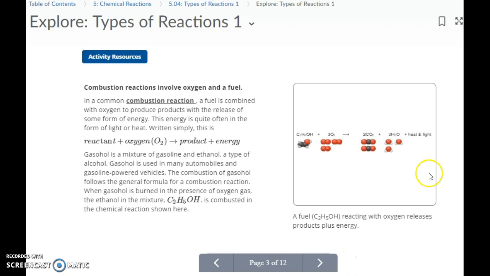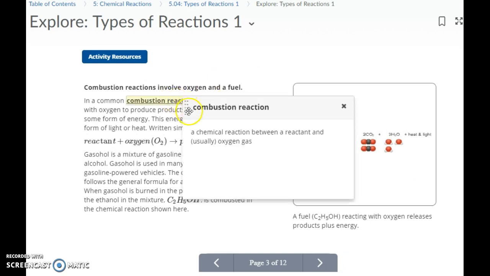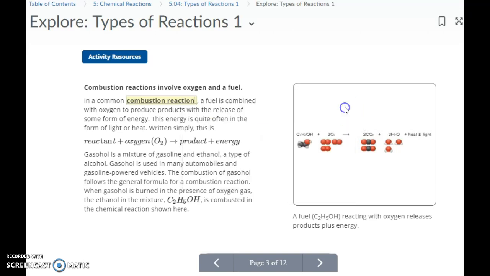Combustion reactions involve oxygen and fuel. All right, so let's get this in your notes. Combustion reaction equals a chemical reaction between a reactant and usually oxygen gas. So hit pause if you need to write that down. I want you to add more, though. That's not enough. I don't like that that's all they put for it. I also want you to add energy is a product, and then write down example, fire, comma, explosions.